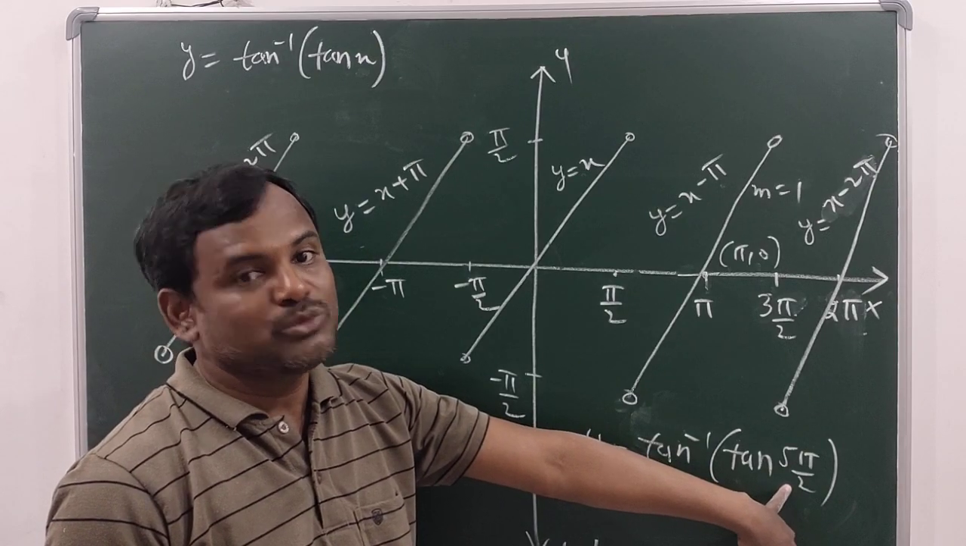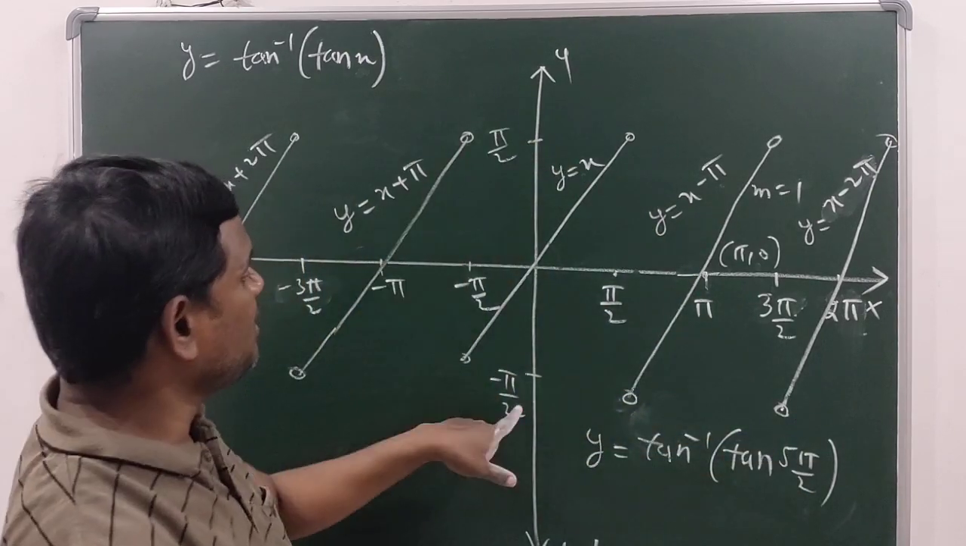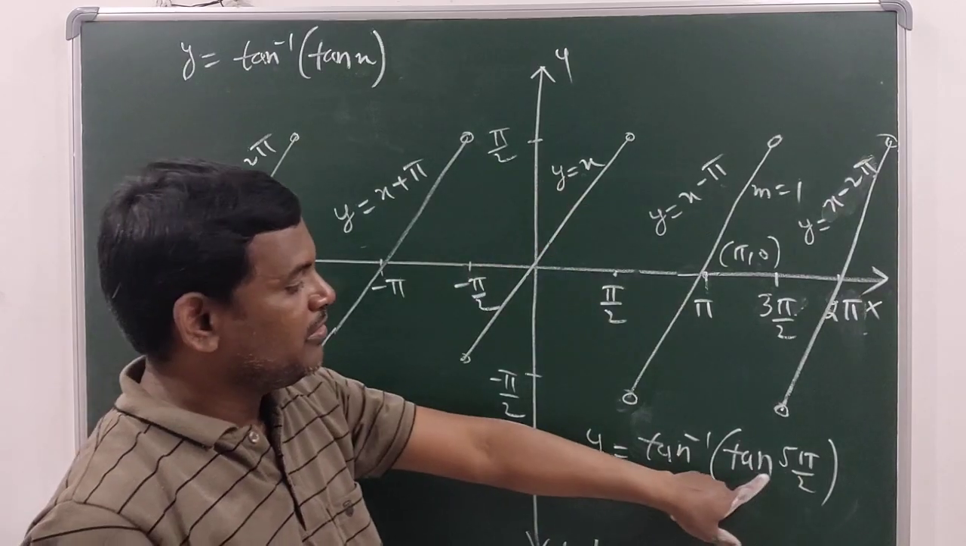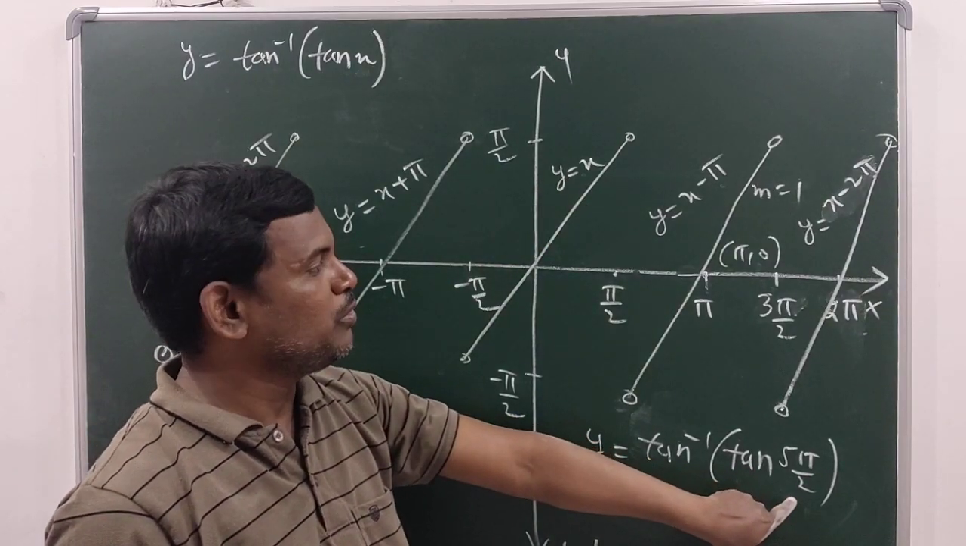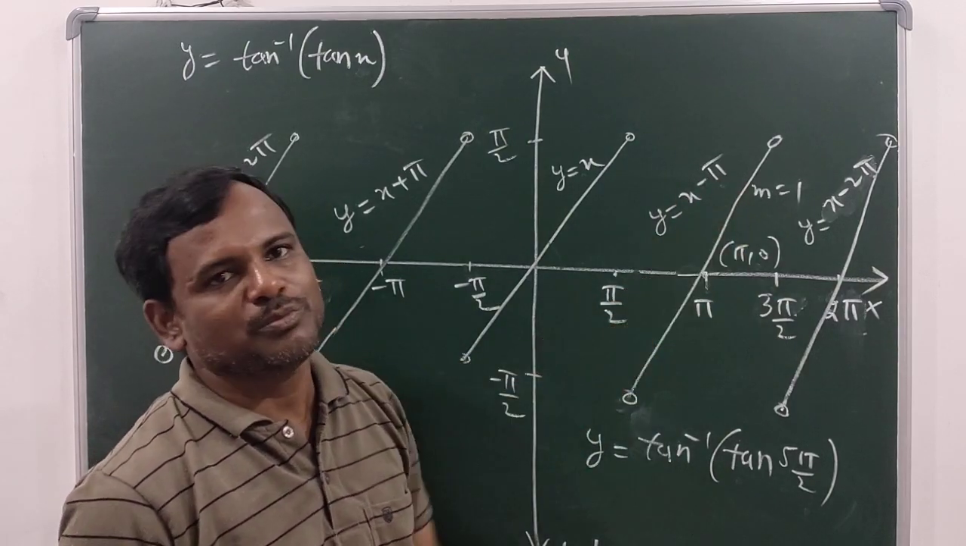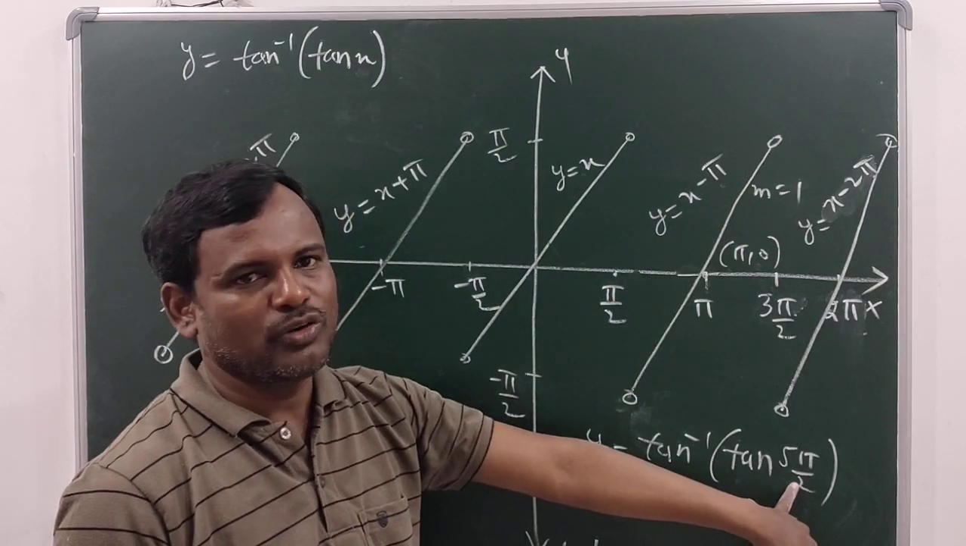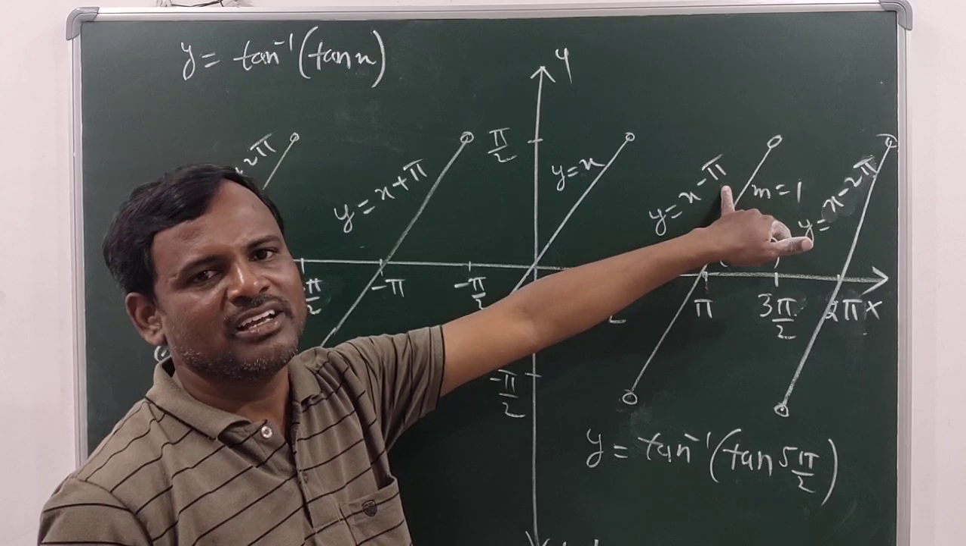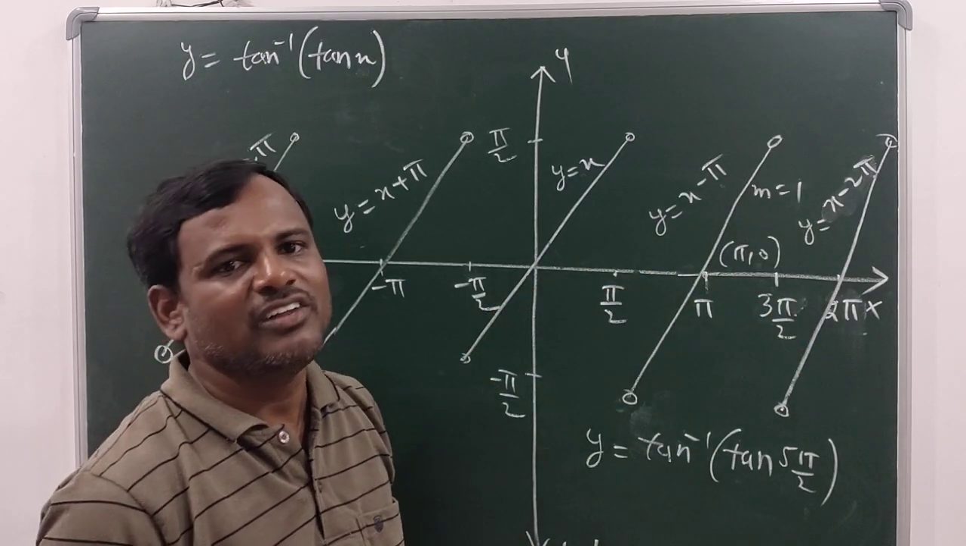5 pi radians by 4 means 225. The result must be minus 90 to 90. So when x belongs to 5 pi radians by 4, what is the definition for y? x minus pi. The x value is 225. 225 minus pi, 45. 45 is the result.